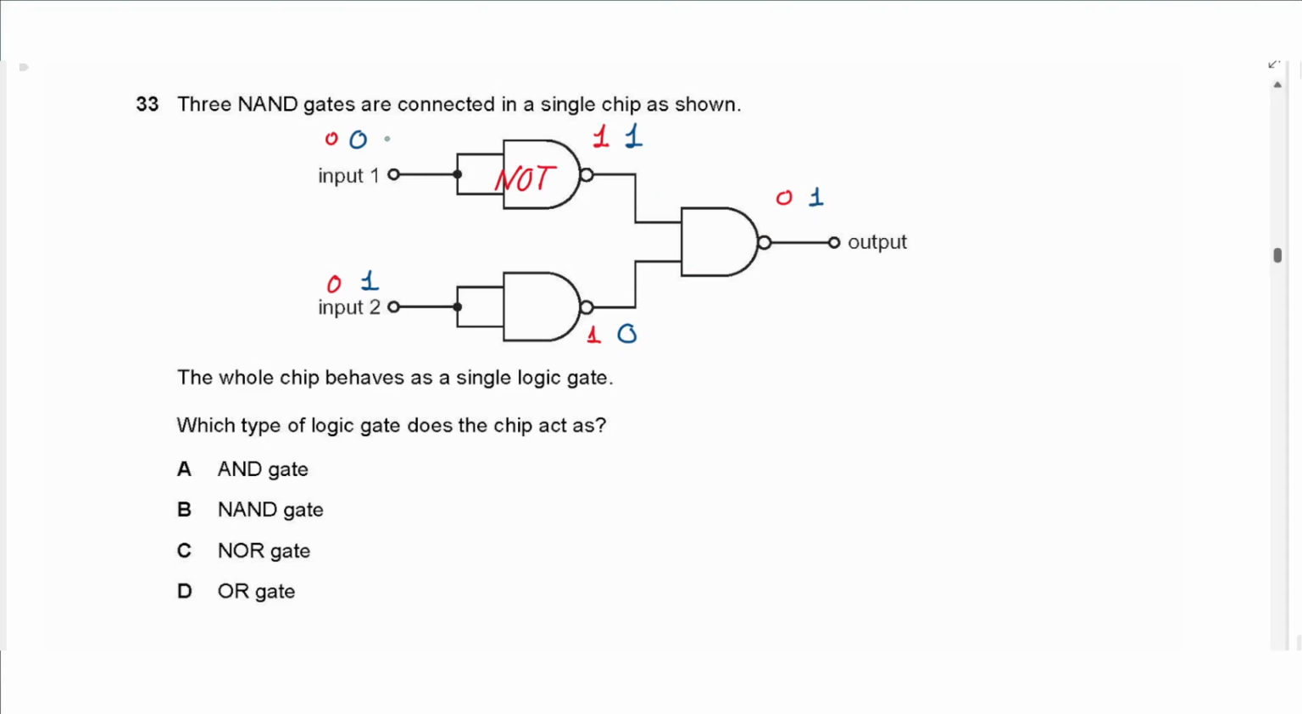If we reverse the inputs, 1 and 0, that's 0 at the top and 1 on the bottom, and 1 from the output. And finally, if we have 1 and 1, that's 0 and 0, and that gives an output of 1. So 0, 1, 1, 1, only 0 when both inputs are 0. That's an OR gate. So the answer is D.